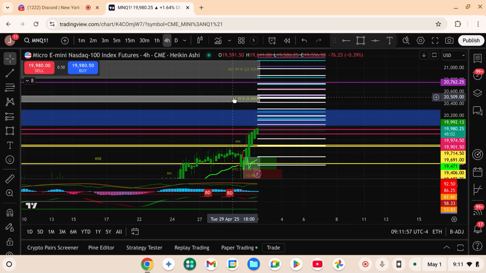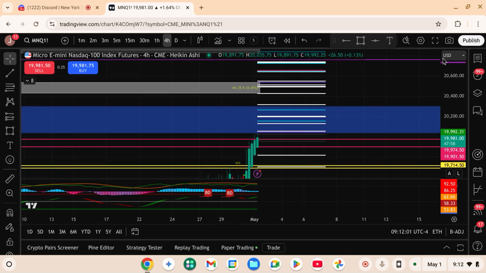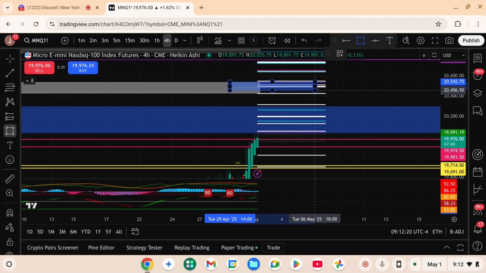So if it were to break this blue box here, which is the bearish part of that order block from the daily, this is where it'll be targeting all this liquidity next. So we can draw a rectangle from here to here, right there.